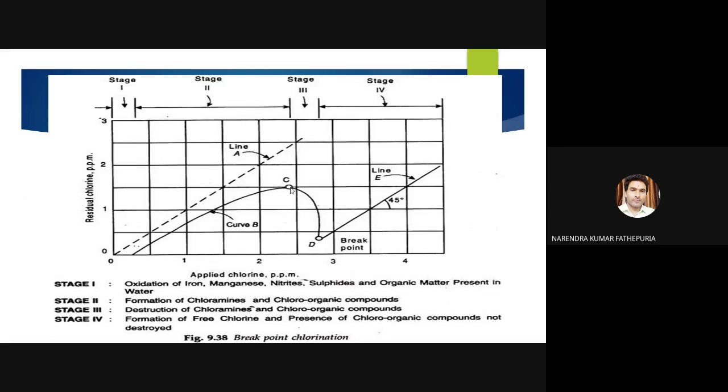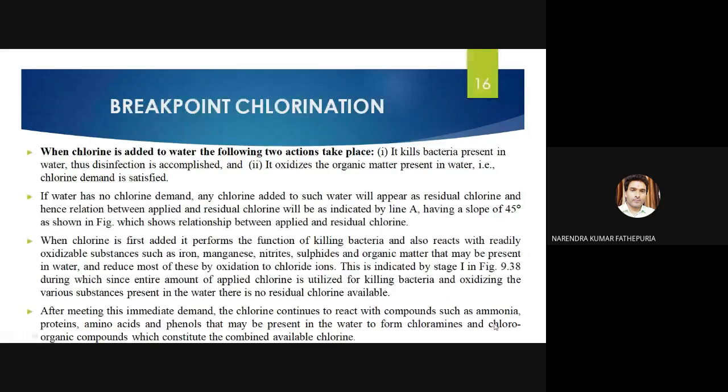will not take place. Suppose oxidation of iron, manganese, nitrate, sulfides, and organic matter present in the water in first stage. First stage. Second is the formation of chloramines and chloroorganic compounds, which will be responsible for killing the bacteria and microorganisms. Second stage, third will be the destruction of chloramines and chloroorganic compounds. And stage four is the formation of free chlorine in presence of chloroorganic compounds. This is not destroyed. Okay.